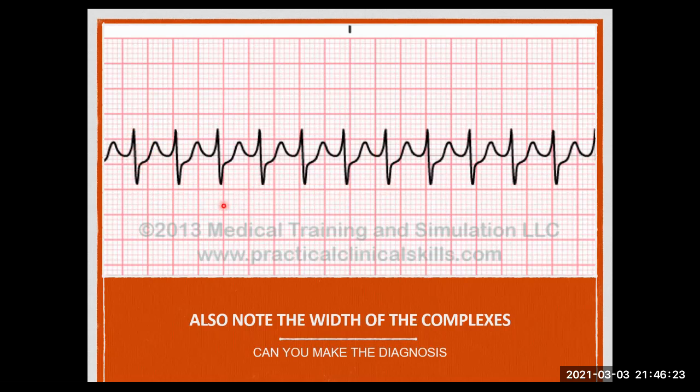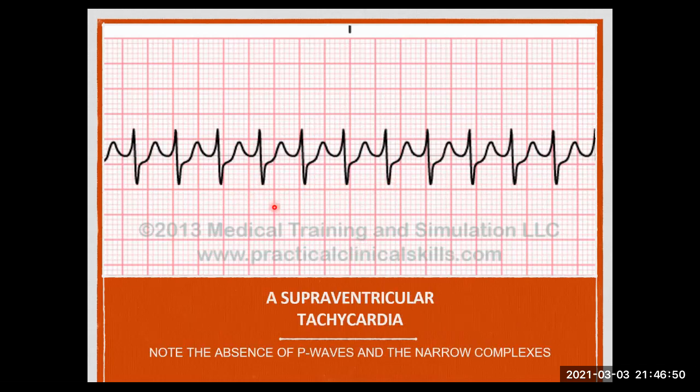We've got a tachycardia that is coming from above the ventricle. Why do we say above the ventricle? Because we've got a narrow QRS complex. If we had a wide QRS complex, it would be coming from the ventricle. But because we've got a narrow QRS complex, we have a tachycardia that's coming from above the ventricle. So this is a supraventricular tachycardia. And this is quite typical of supraventricular tachycardias, and you're going to see a lot of these if you work in emergency departments.